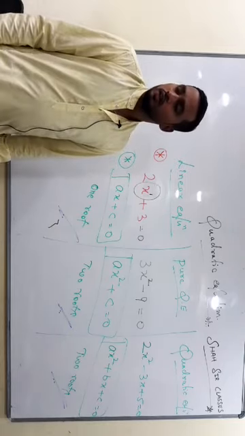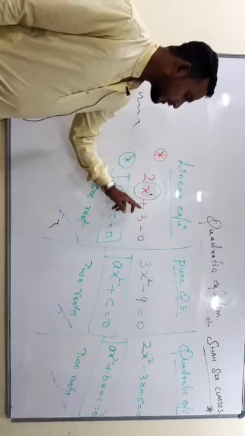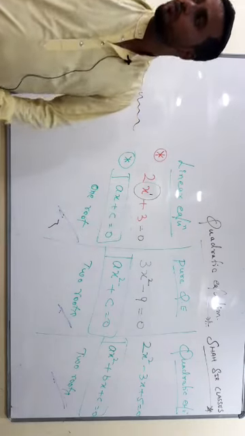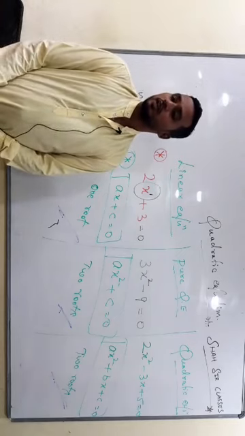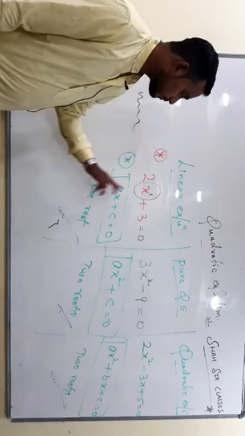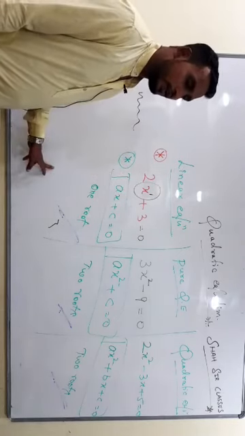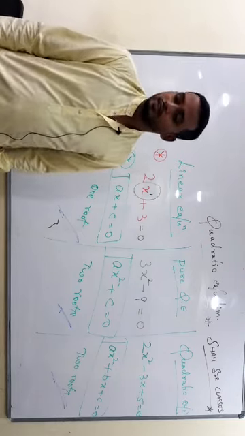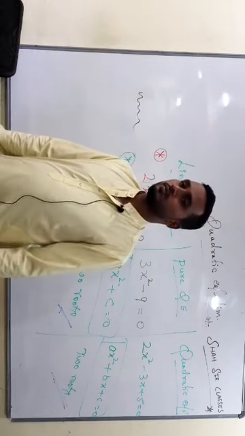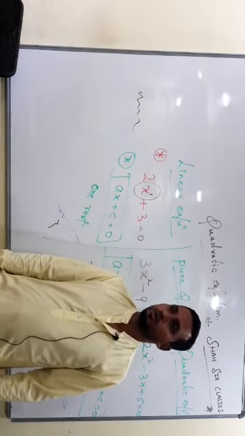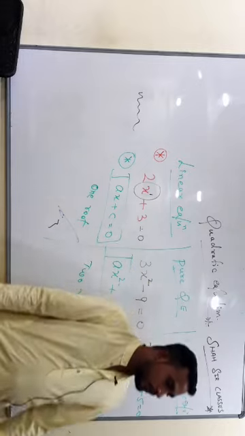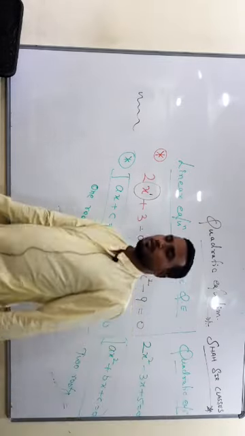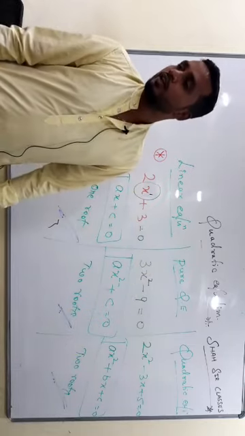Next point, example: 2x plus 3 is equals to 0. Next point, it has one root. Done. Next heading, pure quadratic equation.